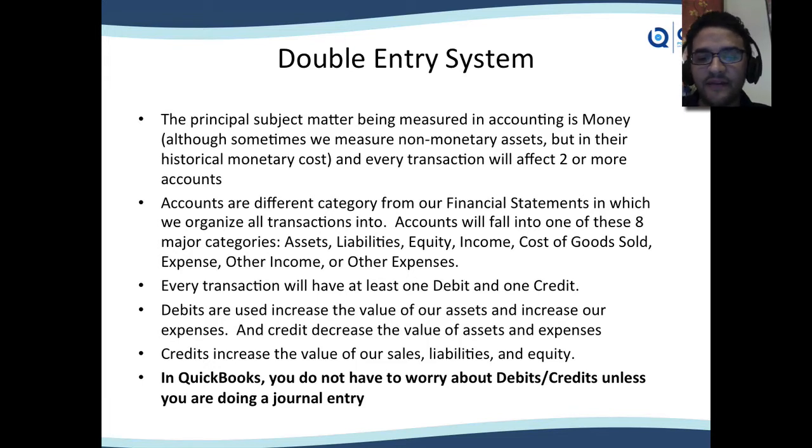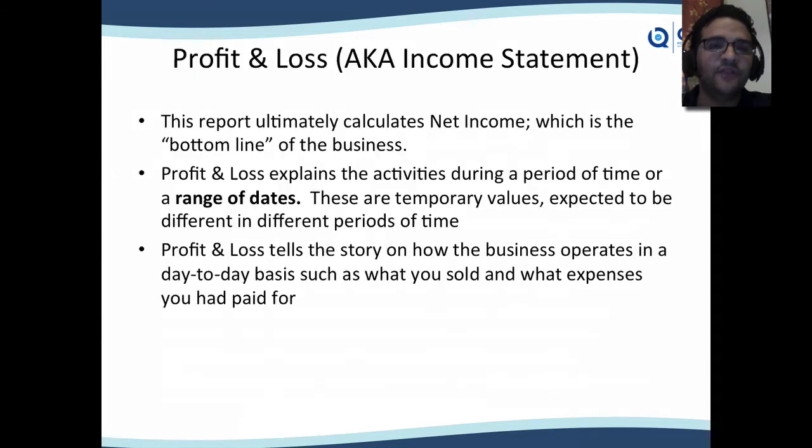My credit is increasing, and the bank part would be a debit because my bank balance, which is an asset, is increasing. Okay, so that's the debit and the credit. Now, in QuickBooks, you don't have to worry about debits and credits unless you're specifically doing a journal entry, and we'll talk about journal entries towards the end of this video, and we'll explain the concept of actually putting the debit and the credit into QuickBooks.